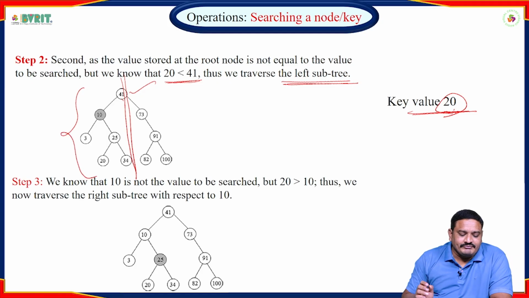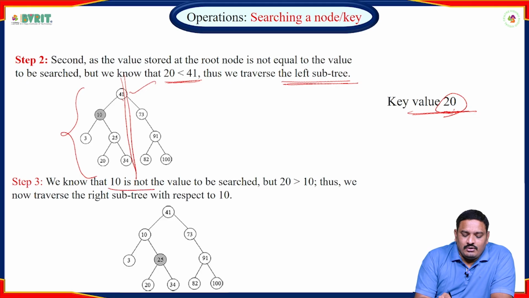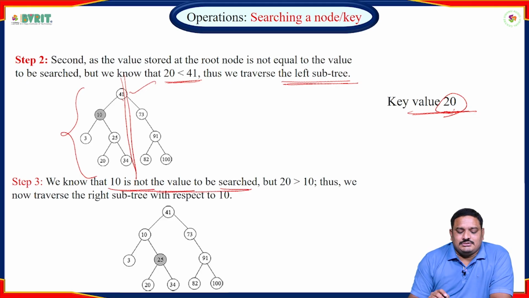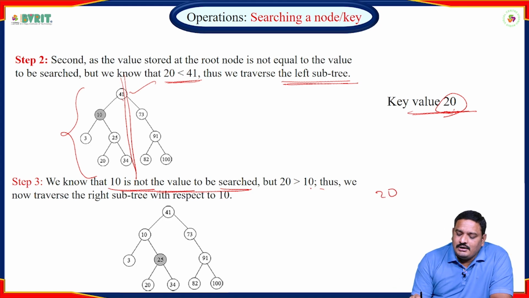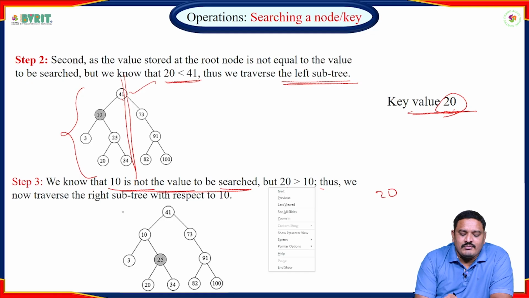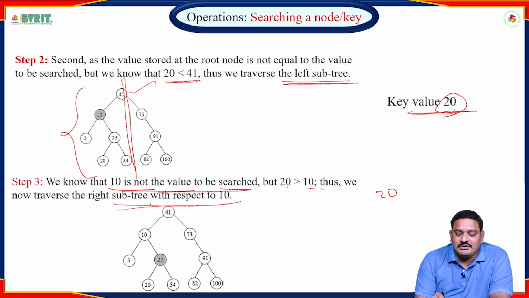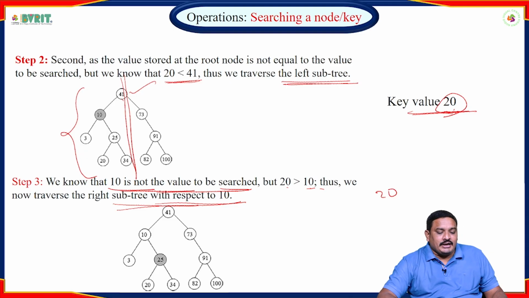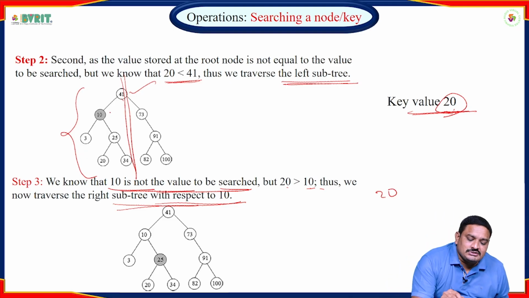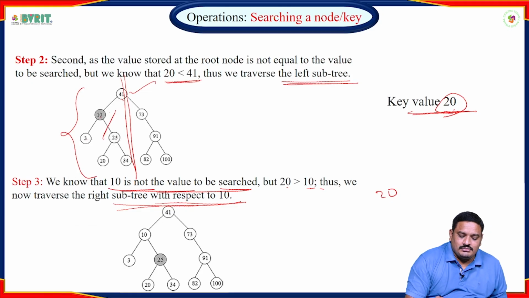After that, the 10 node is not the value to be searched. We are not searching for 10, the value is 20. Here, 20 is greater than 10, so we can now traverse the right subtree with respect to 10. So we search the right side element.